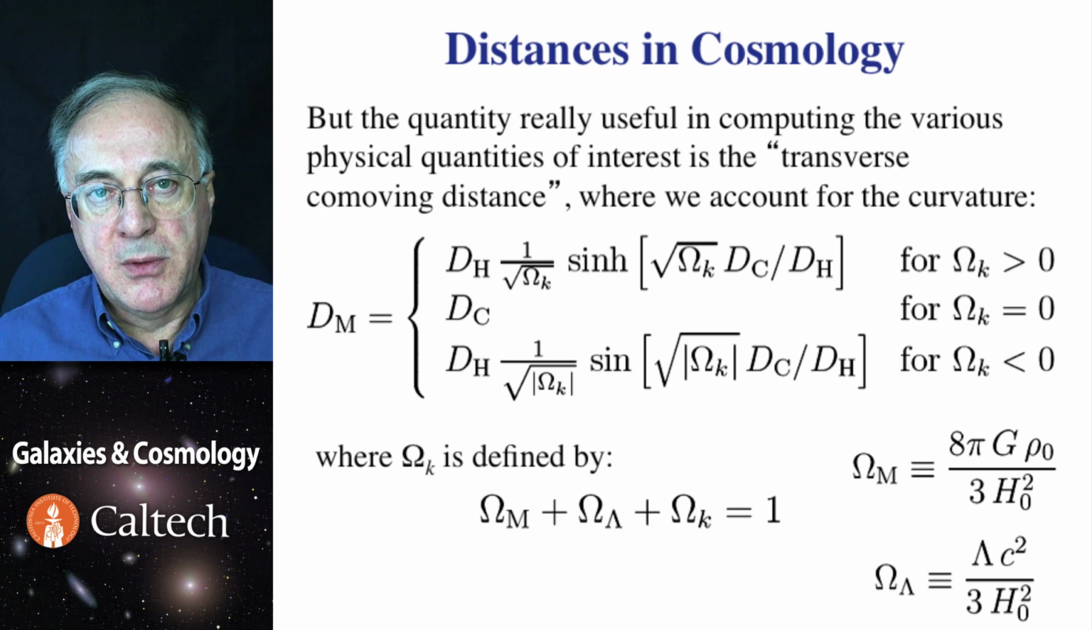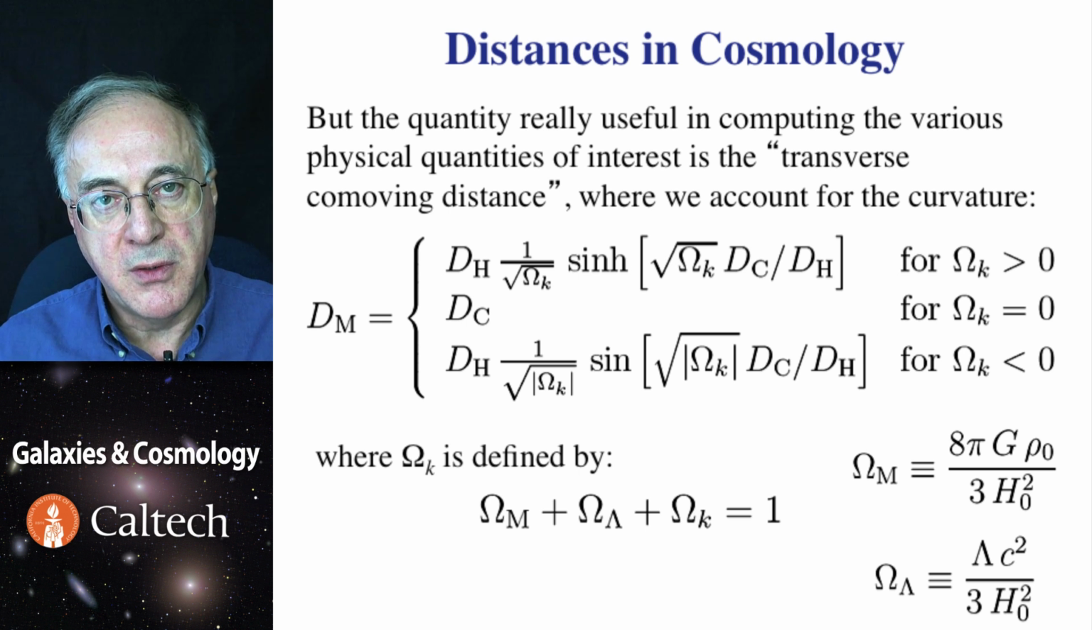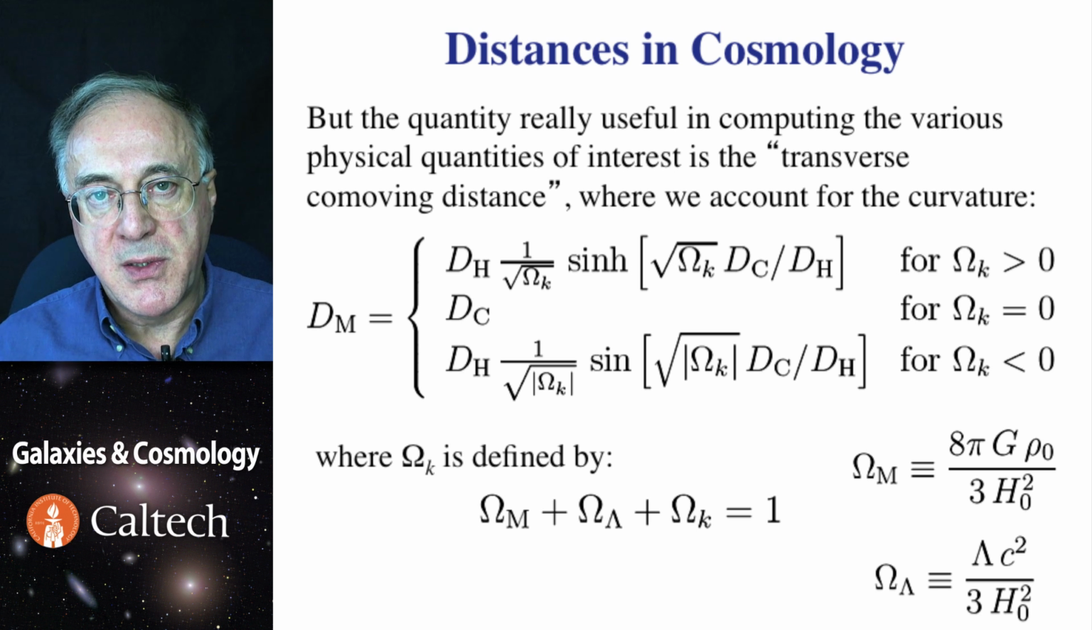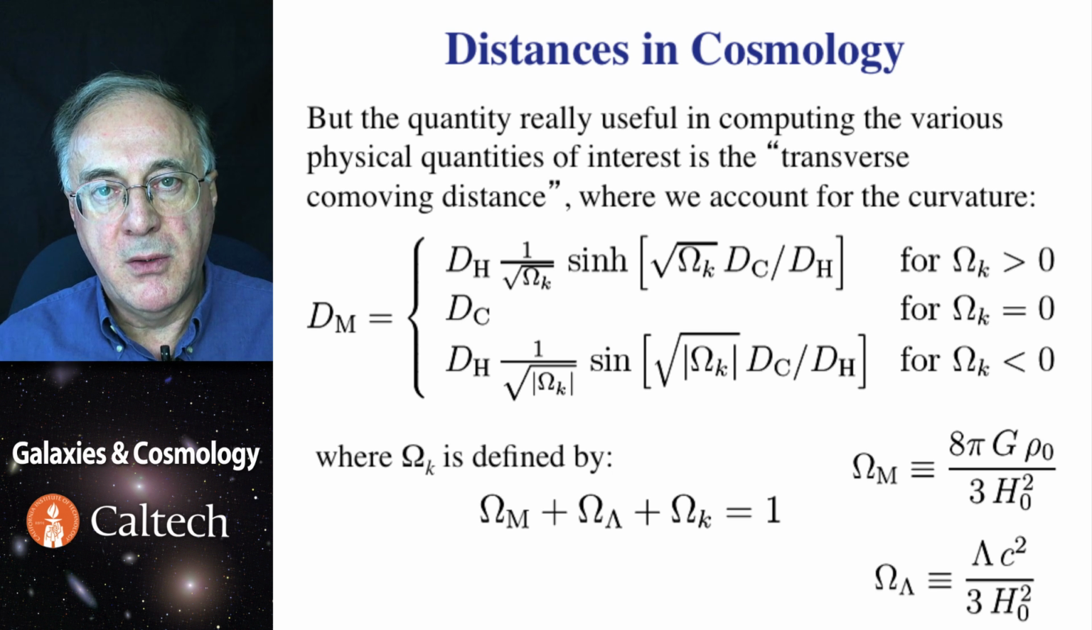Now, the really useful quantity in computing physical parameters is not co-moving distance per se, but a quantity that is adjusted for the curvature of the space, which is called the transverse co-moving distance. And the formula for that is given here. In the case of a flat universe, those are the same. In the case of positively or negatively curved ones, there is a correction.